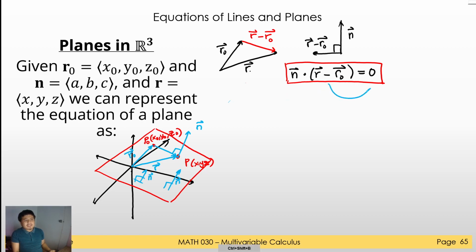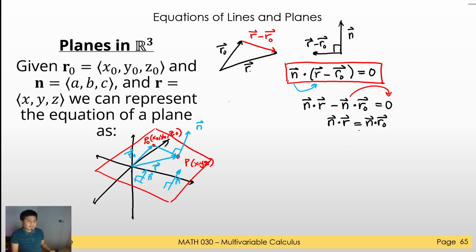And then we can simplify this. We can distribute n using the property of dot products: we have n dot r minus n dot r sub 0. Then transposing this to the other side, you have n dot r is equal to n dot r sub 0, the dot product of these two. So we have another equation to represent the plane.